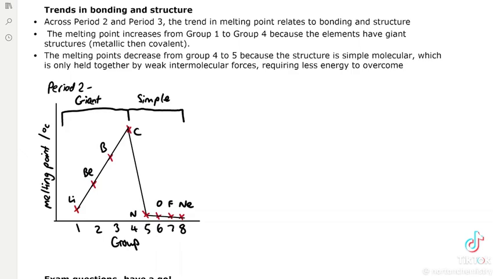So you can see that represented on this graph. So you've got the giant structures. So in group 1, 2, 3 and 4, there's a trend of increasing melting points as we go from metallic bonding to covalent bonding. And then from carbon to nitrogen, the melting point rapidly decreases as we go to a simple molecular structure because intermolecular forces, and especially London forces, require much less energy to overcome than strong covalent bonds.